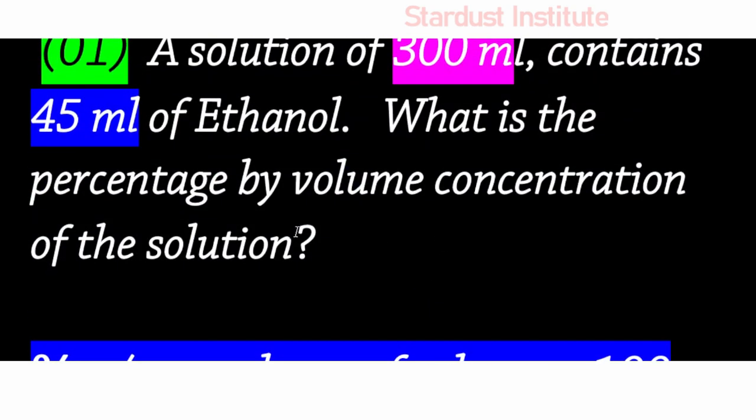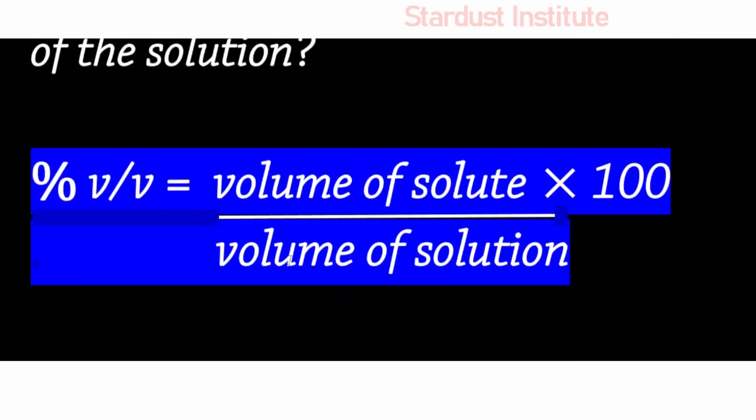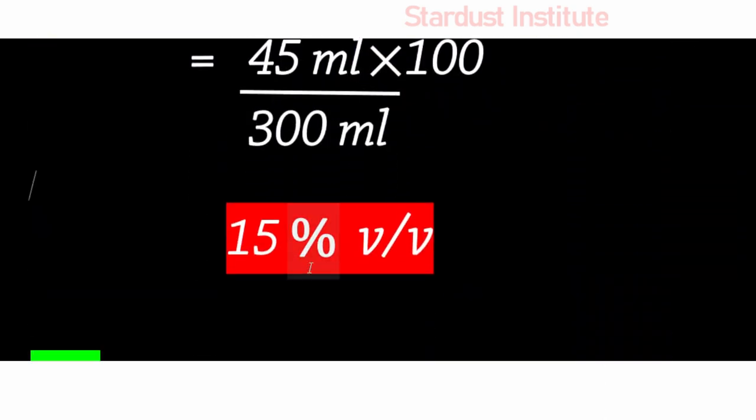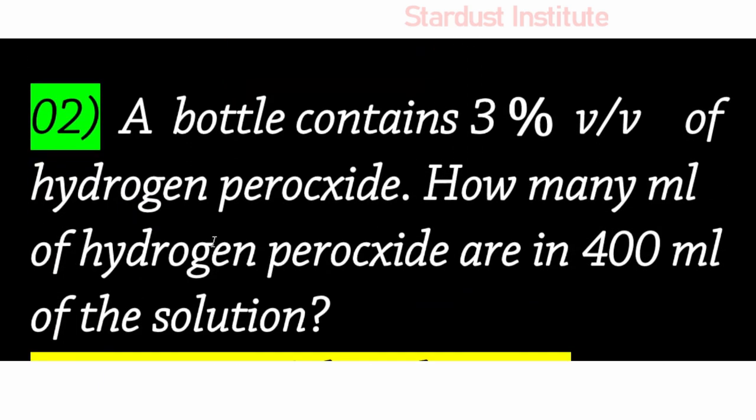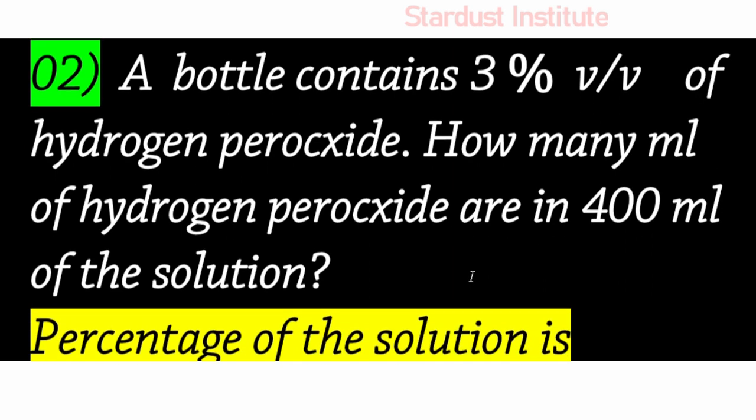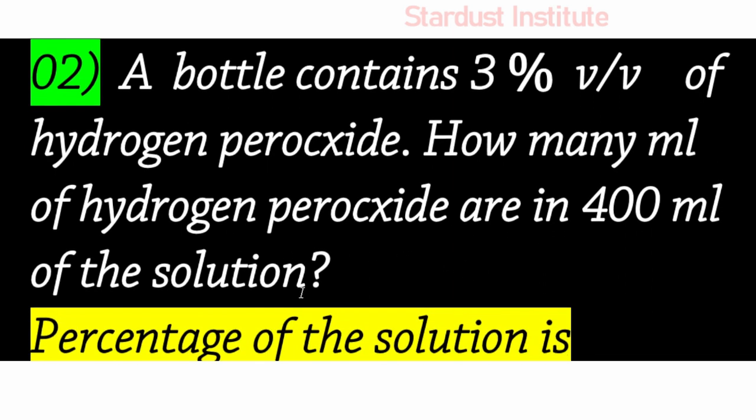What's the percentage by volume concentration of the solution? 15%. Now let's go to the next problem. A bottle contains 3% by volume of hydrogen peroxide. How many milliliters of hydrogen peroxide are in 400 milliliters of the solution?